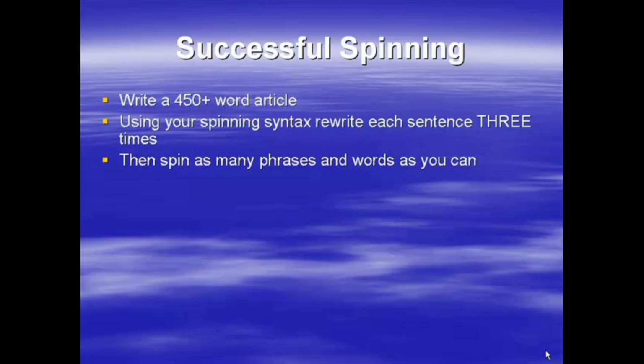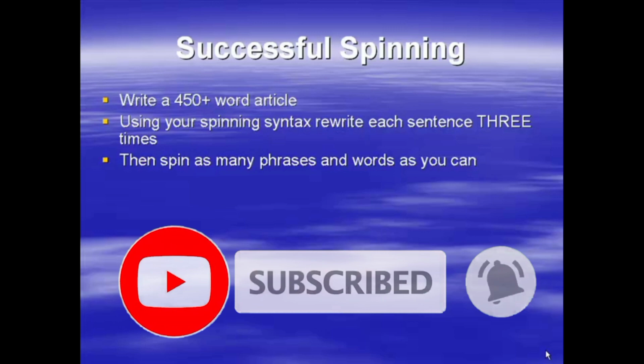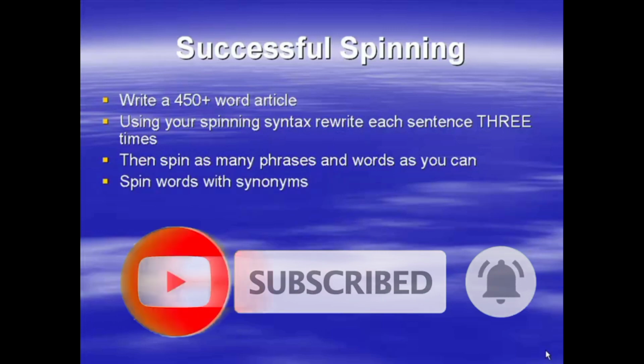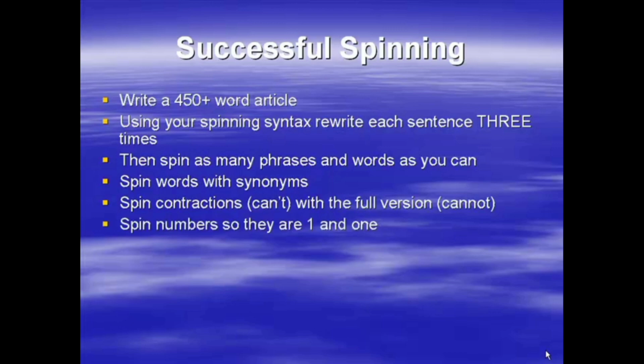Then within each sentence that you've rewritten, basically every single one of the sentences, you spin as many phrases and words as you can. So if there's a phrase that you can spin, you spin it. If there's a single word you can spin, you spin that as well. So you spin the single words typically with synonyms and the phrases with other phrases that mean the same. You will spin contractions with the full version, so can't becomes cannot, your becomes you are, there becomes they are, and so on. And what this does is this varies the word length of the article and helps make it that little bit more unique.